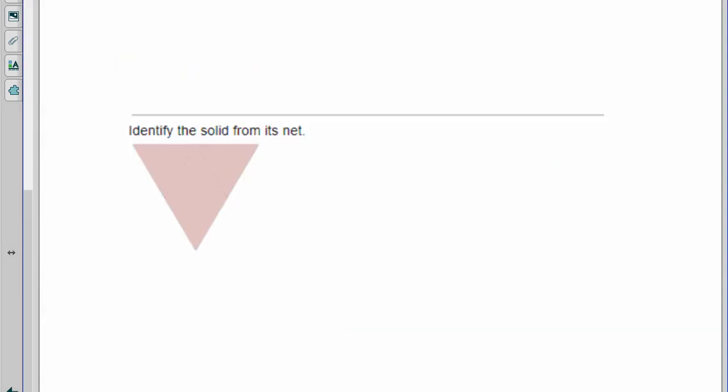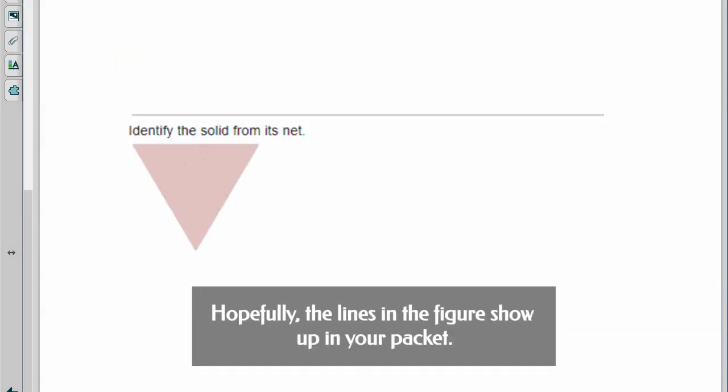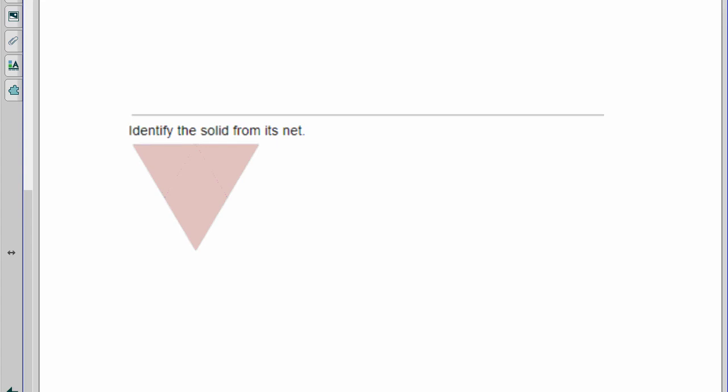Here's another net they drew for you. Look at that shape. What do you see? Do you see rectangles that could be faces? Do you see a base? Do you see triangles that could be faces, or a base with that? What do you think it is? Is it a pyramid? Is it a prism? And what kind of pyramid or prism is it? Give it a shot. And we've got some straight up practice.